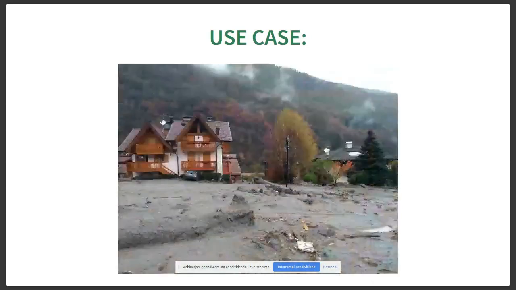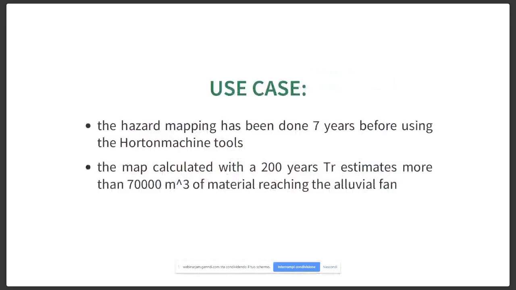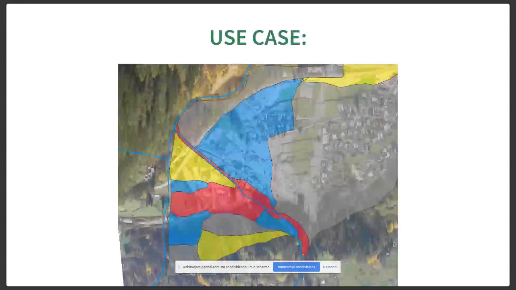So in this case, the hazard mapping had been done 7 years before using the HortonMachine tools, and the map calculated with 200 years of return time showed that more than 1,000 cubic meters of material could reach the alluvial fan, and in fact it did. And this is the hazard map of the place.